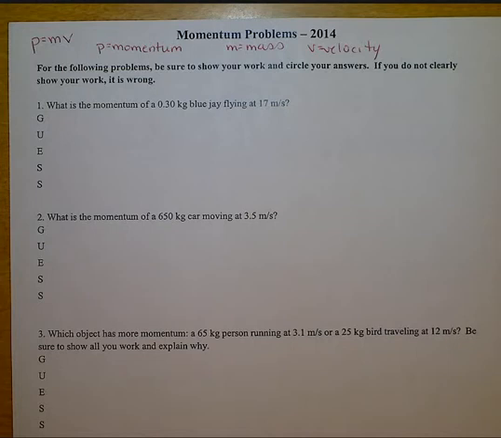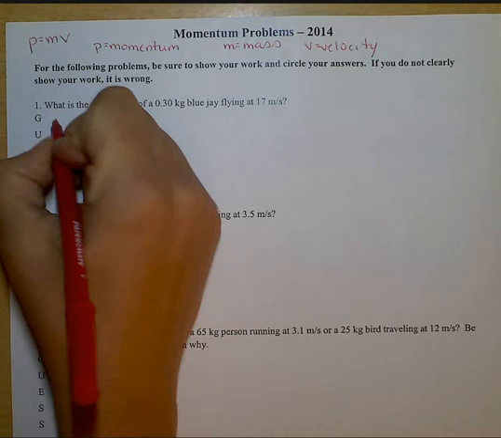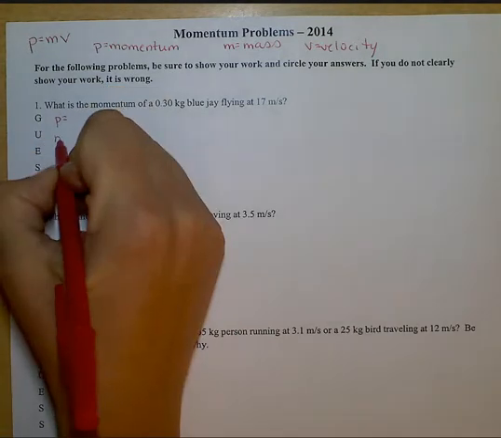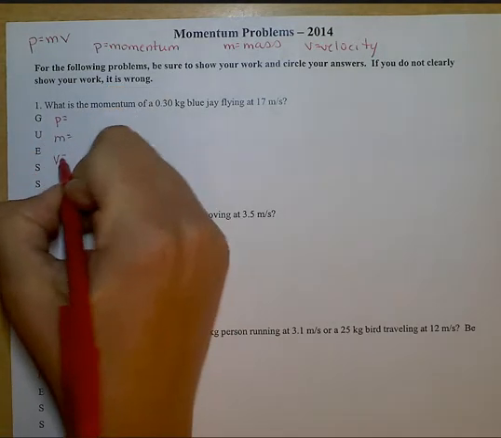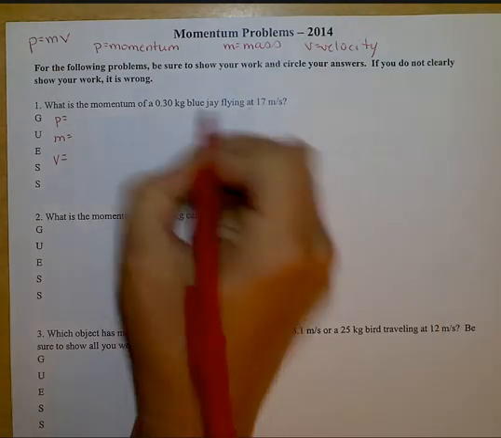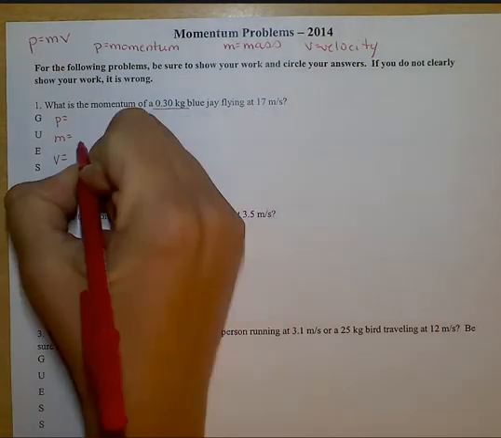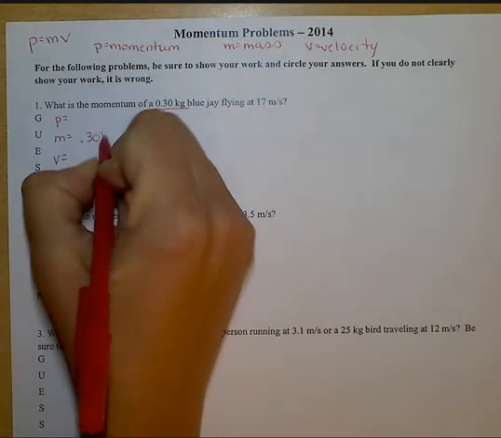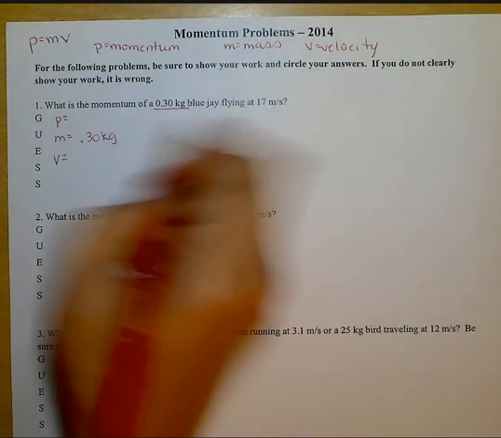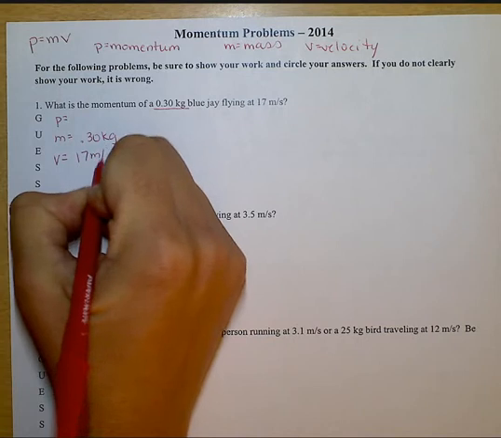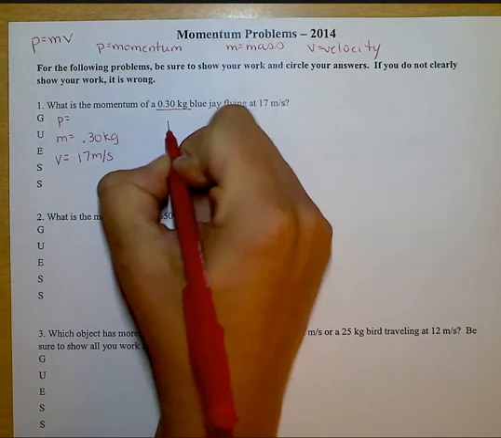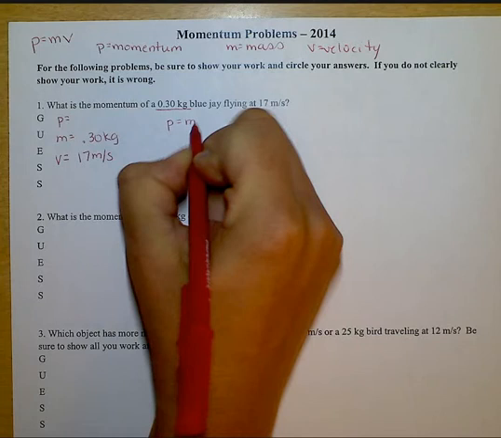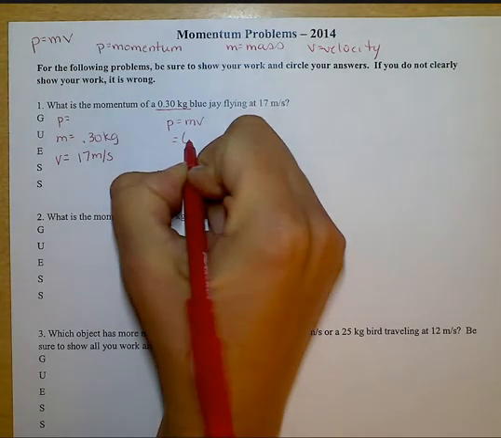Number 1 states, what is the momentum of a 0.30 kilogram blue jay flying at 17 meters per second? So I'm going to go ahead and write my letters over here. And I can see that I have my mass, so I'm going to fill that in right here. And I have my velocity. So I'm going to go ahead and set up my equation, P equals mv, and I'll fill in the variables I have.